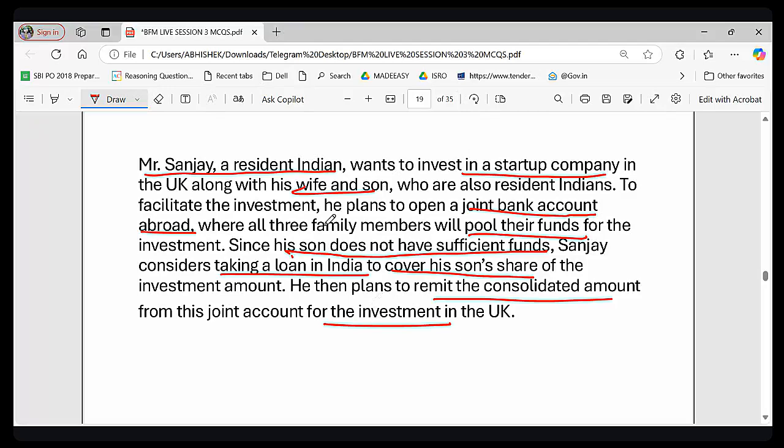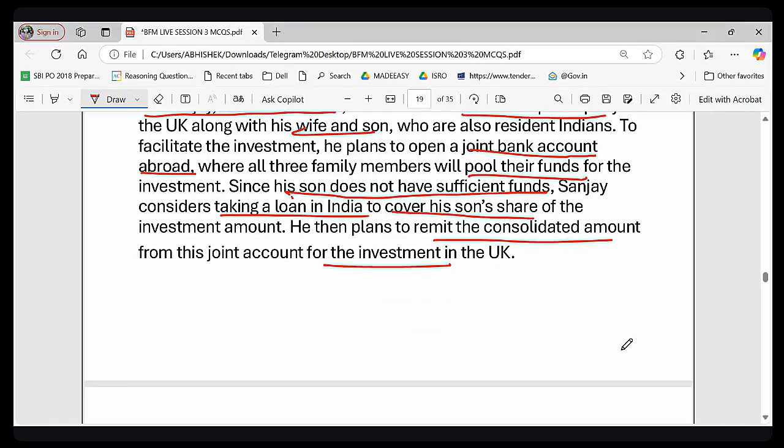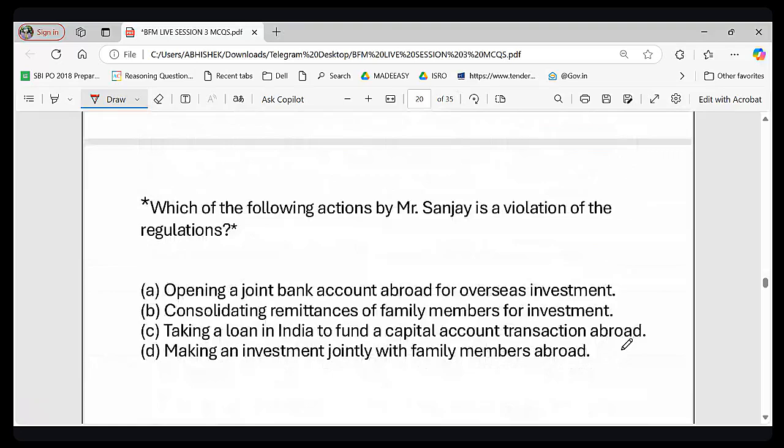So, friends, I hope you have gone through this question and taken the screenshot also. Let me show you the first question. Which of the following actions by Mr. Sanjay is a violation of the regulation? Opening a joint bank account abroad for overseas investment, consolidating remittance of family members for investment, taking a loan in India to fund a capital account transaction abroad, or making an investment jointly with family members abroad.